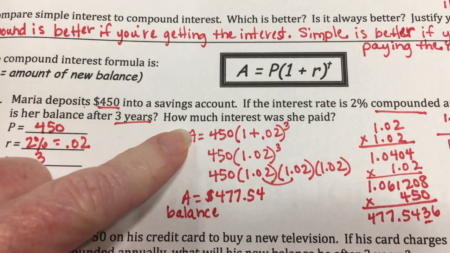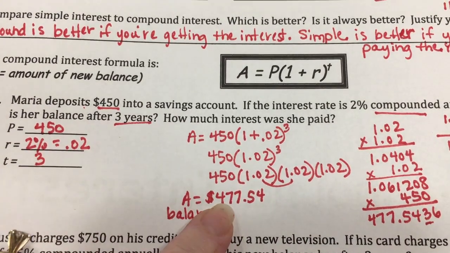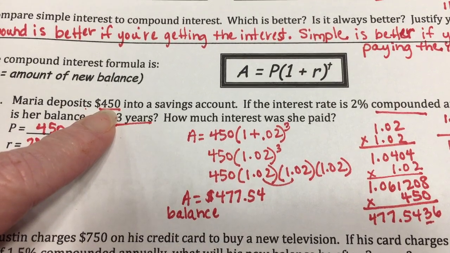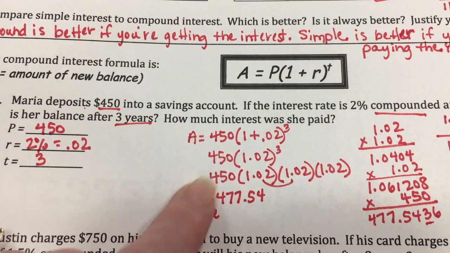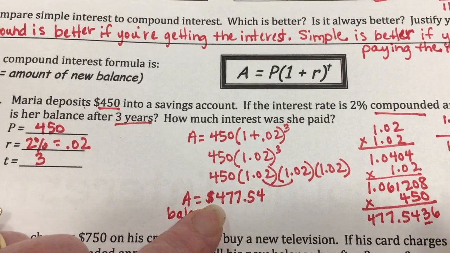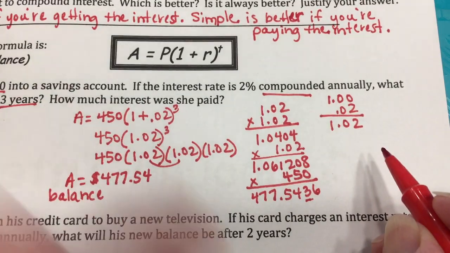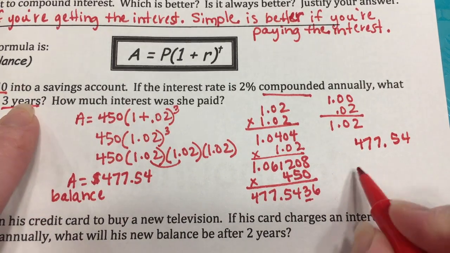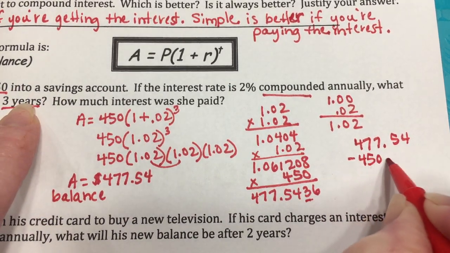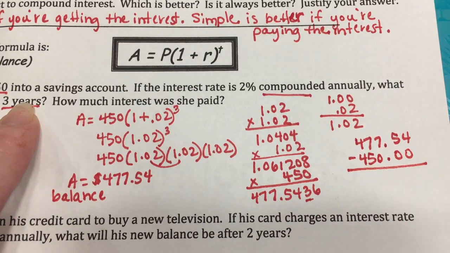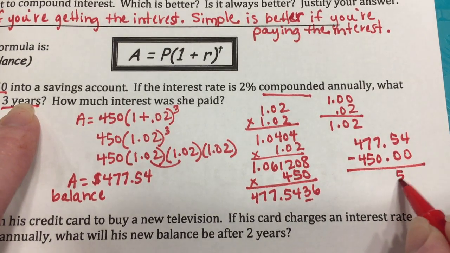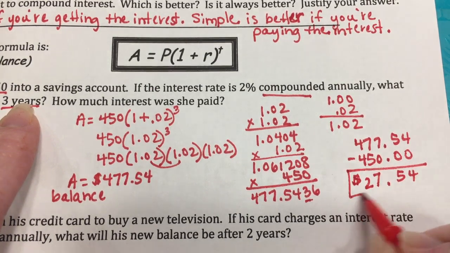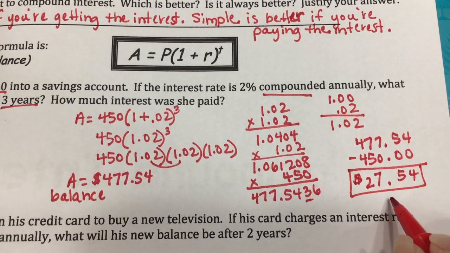I also want to know how much interest was he paid. So I want to compare that to what it started as. It started off as $450. So how much of this is interest? In order to find that, I need to subtract. So I'm going to take the $477.54 and subtract $450. I'm going to line up my decimal, so I'm going to add 2 zeros. Bring down my decimal. So $27.54, that's the interest that was paid.